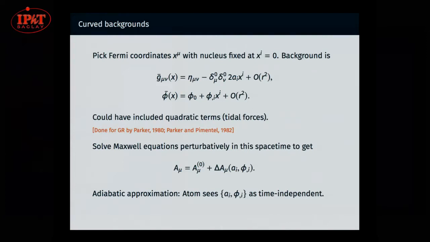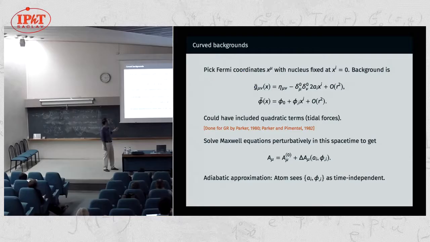So the standard thing you do, of course, is pick Fermi coordinates and write down the metric as flat space plus some small correction. If I keep it to linear order, then the only thing I pick up is this acceleration vector, assuming I'm not on a geodesic of the Jordan frame. I could, in principle, keep the quadratic terms as well. These are going to be linear in the Riemann tensor evaluated at the point of the nucleus. Definitely for GR, it was done by Park and Pimentel in the 80s.